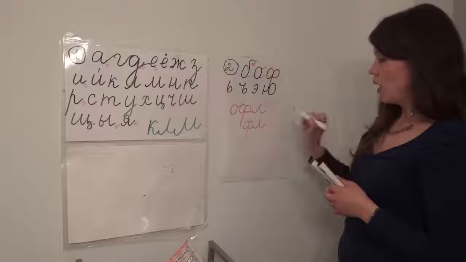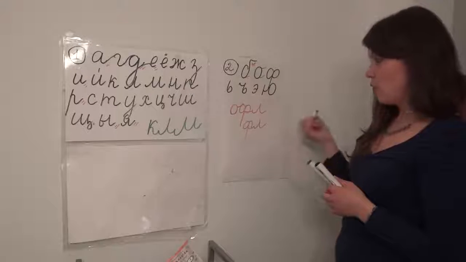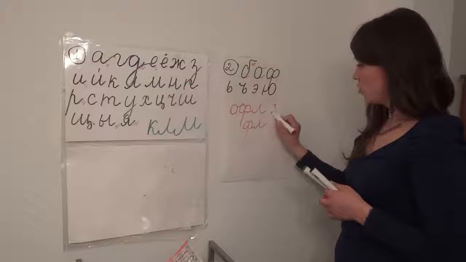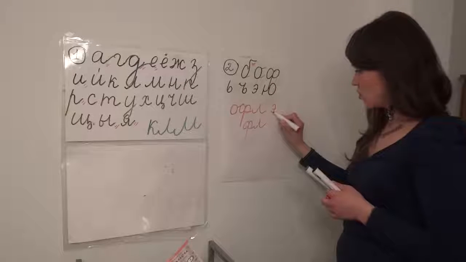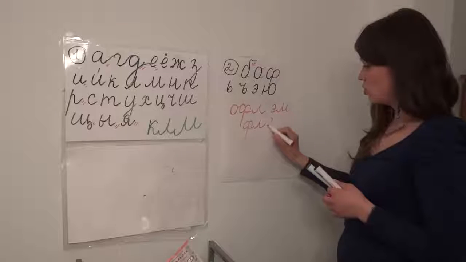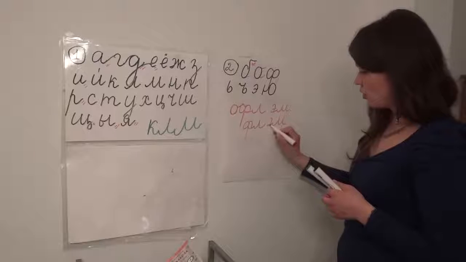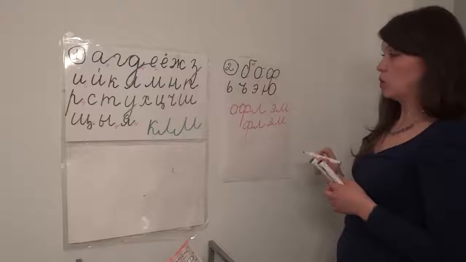Okay. Now I want to connect my Э to М. I know М starts on the bottom, so I can do it either this way, stroke, and then I start my М. Or if I don't want to stop, because I want to write faster, it's still a stroke, only I do it non-stop, so it creates a little loop.